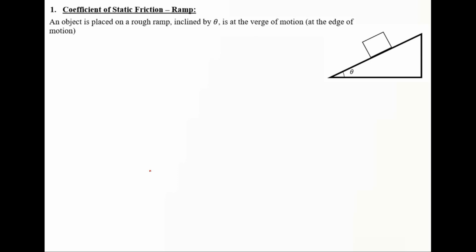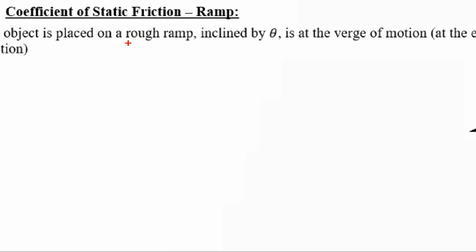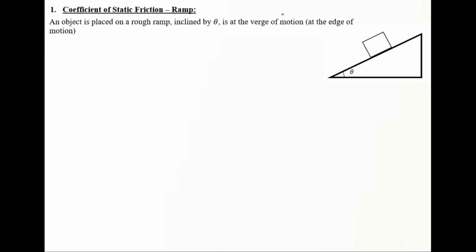Hello APC Mechanics students, in Unit 2, Newton's Laws of Motion, Class 5, Newton's Second Law, Part 2, then Section 1, Coefficient of Static Friction, Ramp. An object is placed on a rough ramp inclined by theta and is at the verge of motion, at the edge of motion. Then here the moment the ramp is rough, it means that we have friction.